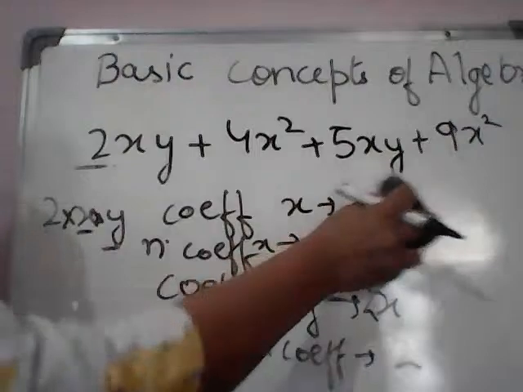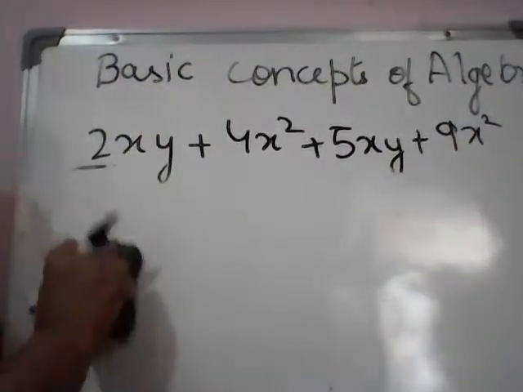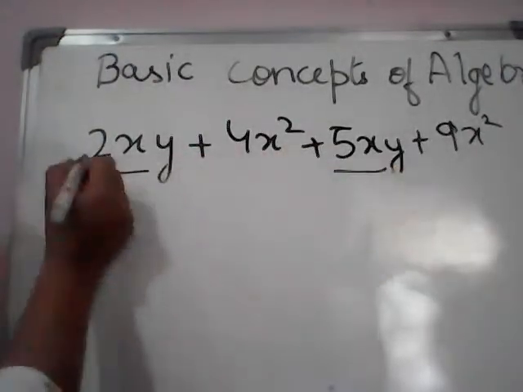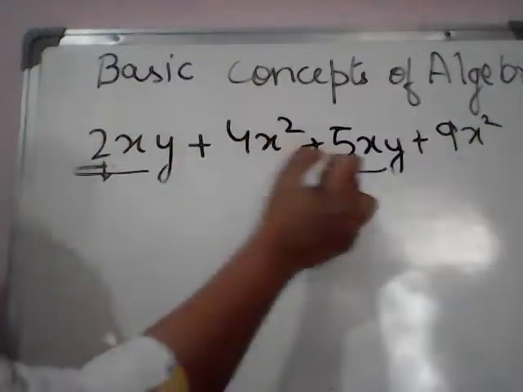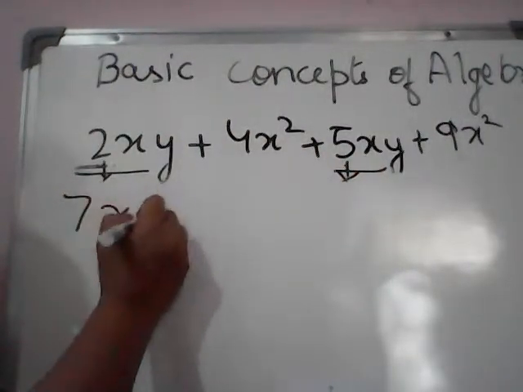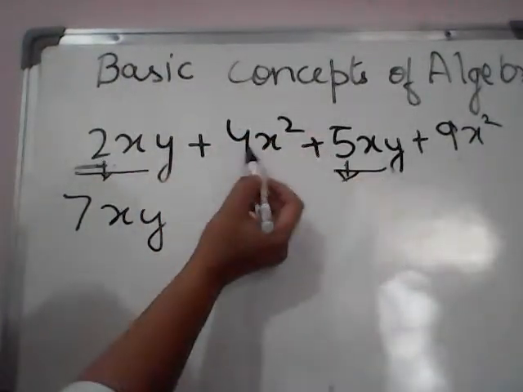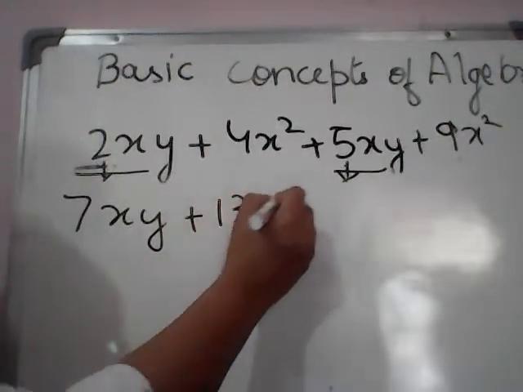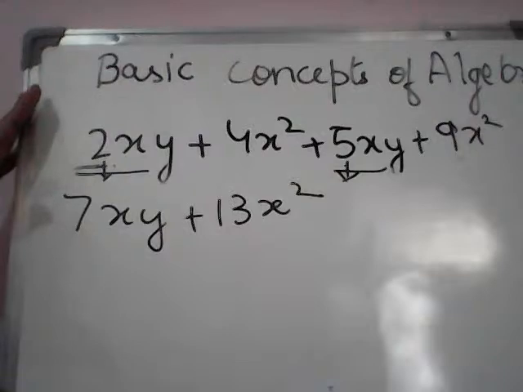So if we add in this expression, we will just add the numerical coefficients of like terms. These 2 are like terms. We'll add their numerical coefficients, that is 2 and 5. They'll become 7, so 7xy. And here we have these 2 like terms. We'll add them up, 4 and 9, we get 13x square. So this is how we add in expressions.